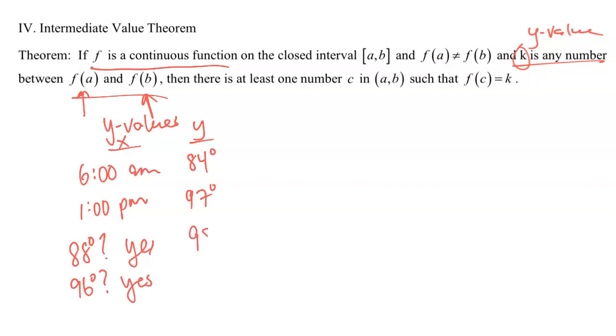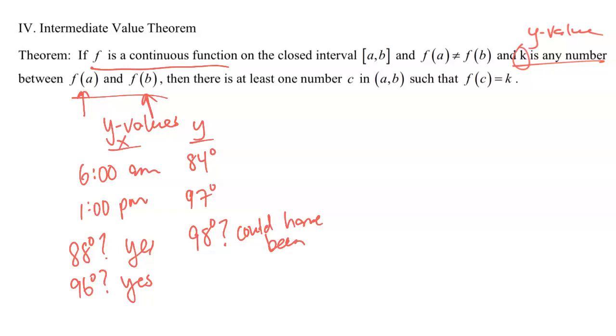What about 98 degrees? Well, now you're a little confused. The answer to this question is yes, it could have been 98 degrees, but it didn't have to be 98 degrees. The only temperatures that it had to have been between 6 a.m. and 1 p.m. are any temperature between 84 degrees and 97 degrees. So anything outside that range, it could have been that temperature, but it didn't have to be that temperature. And so hopefully that real world example makes a little bit of sense to you.